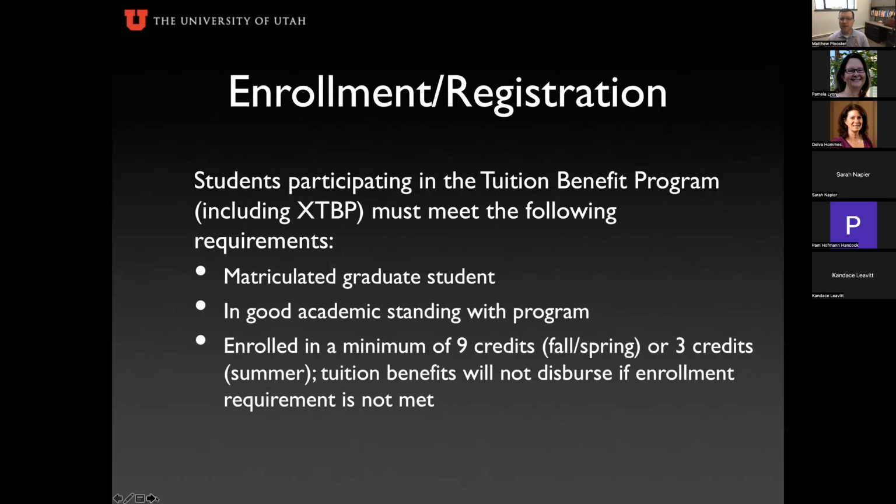Students participating in tuition benefit, and this does include ex-TBP, must be a matriculated graduate student. They must be in good academic standing within the program, and they must be enrolled in a minimum of 9 credits fall and spring and 3 during the summer. Tuition benefit will not disperse if these requirements are not met.